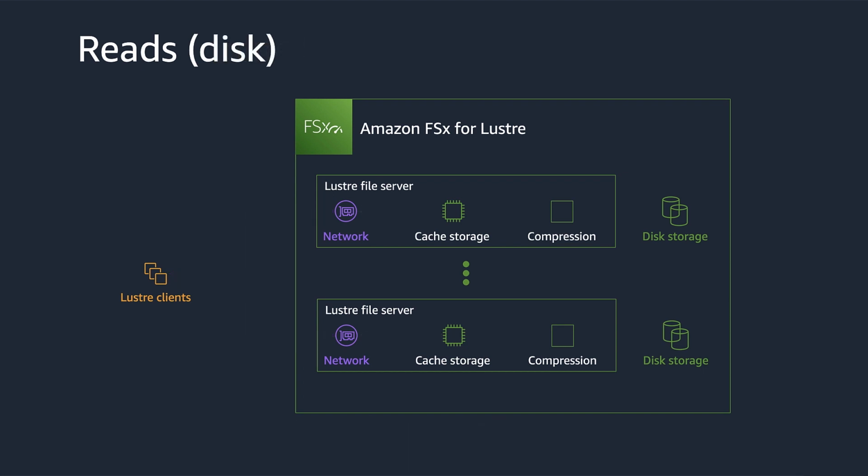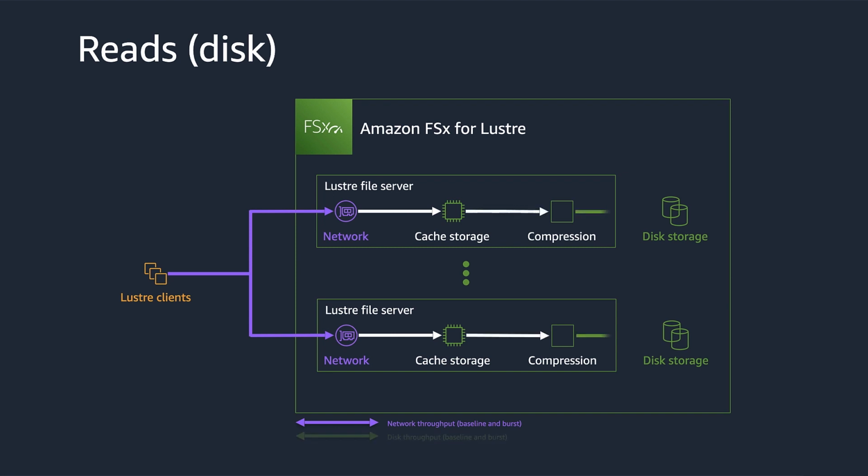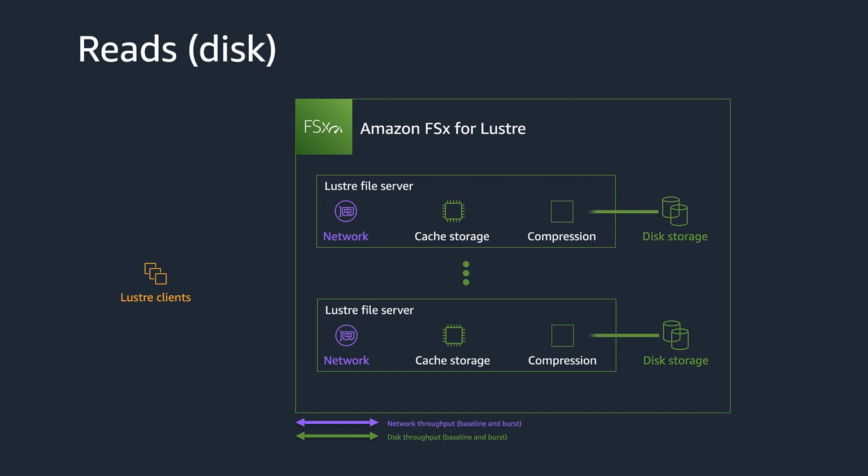But other read operations could come from disk. Again, Lustre clients issue a read operation to one or more Lustre file servers. The requested data isn't available in cache storage, so it needs to go to disk. The read is automatically uncompressed, written to cache storage, then delivered to the client.